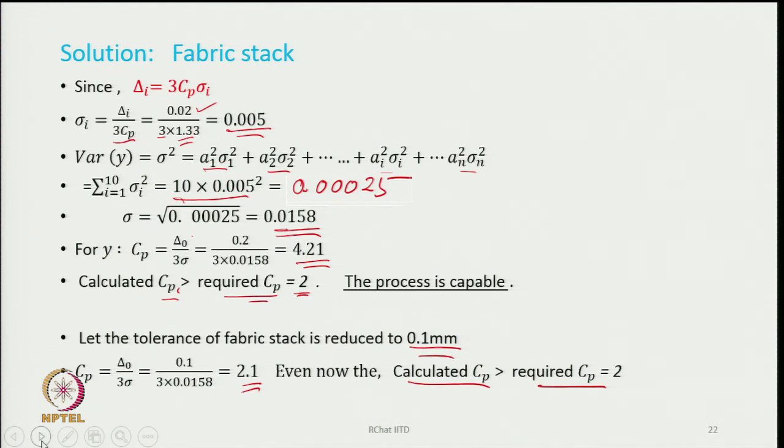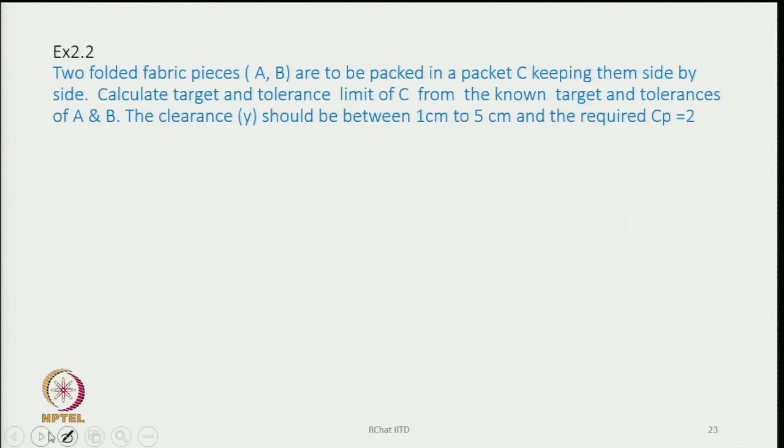0.02 mm. This was the tolerance. If this tolerance is changed to even 0.1 mm, 0.1 mm. So, earlier it was a very tight tolerance. This time, if we increase it to 0.1 even, that means we have reduced it.